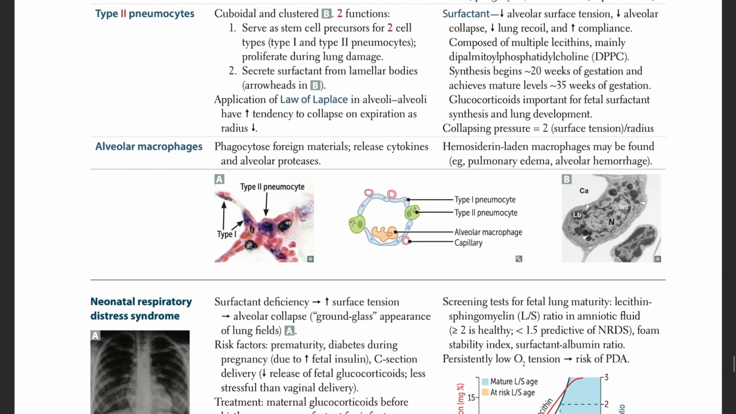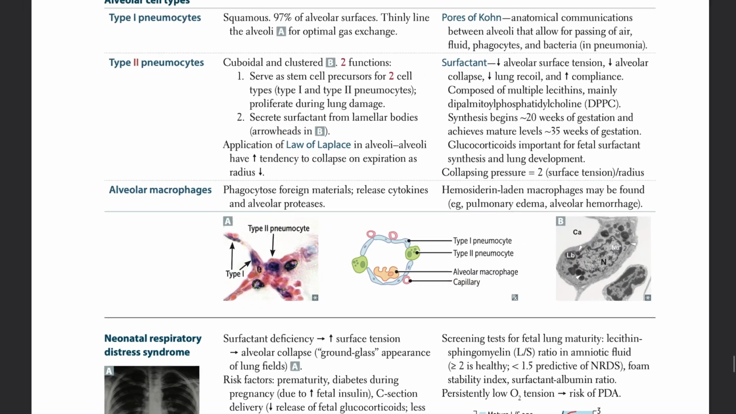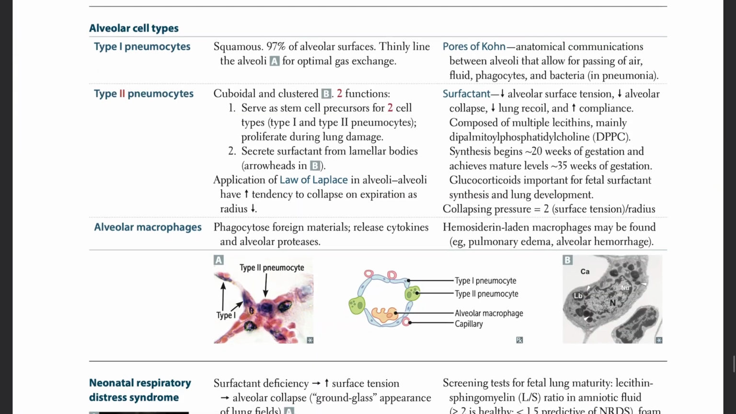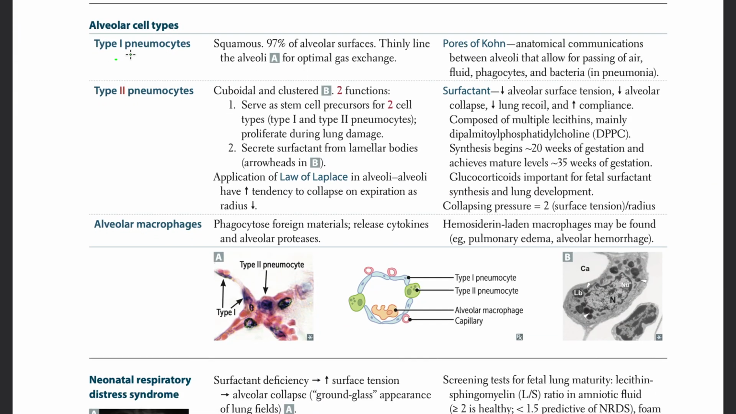Let's look now at the alveolar cell types. We have two: type 1 pneumocytes and type 2 pneumocytes. Type 1 pneumocytes are squamous cells. They are 97% of the alveolar surface. They thinly line the alveoli, picture A, for optimal gas exchange. And you can see all of the lining in the alveoli is type 1 pneumocyte.